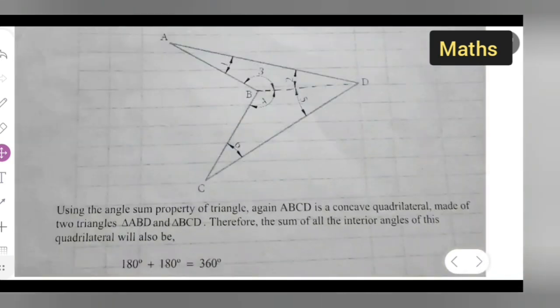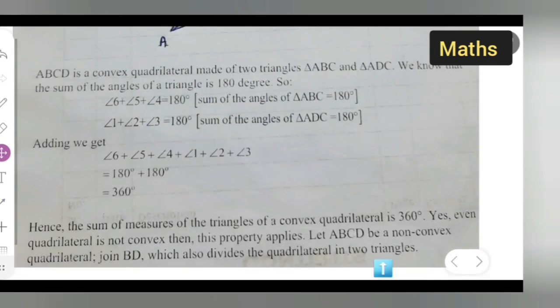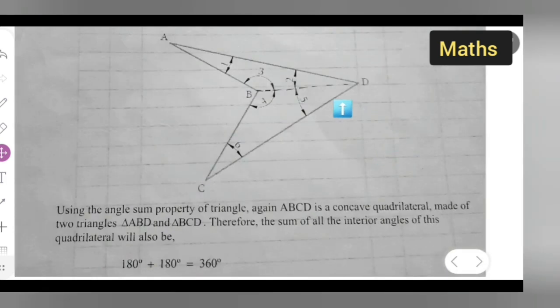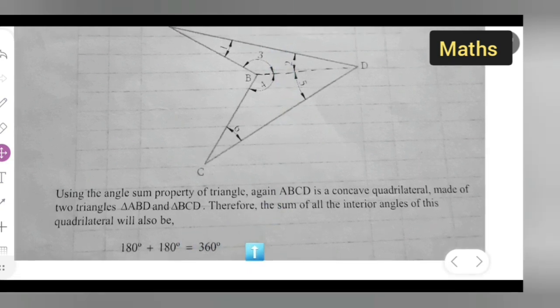So let us take one more. This is one more quadrilateral, that is ABCD, and we have joined B and D. So here you can see this. Using the angle sum property, ABCD is a concave quadrilateral made up of two triangles ABD and BCD. Therefore, the sum of the interior angles of the quadrilateral will be 180 plus 180. We know the sum of a triangle is 180 and here also 180. So if you add those, you will get 360.